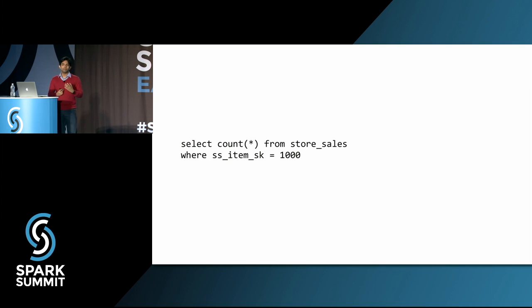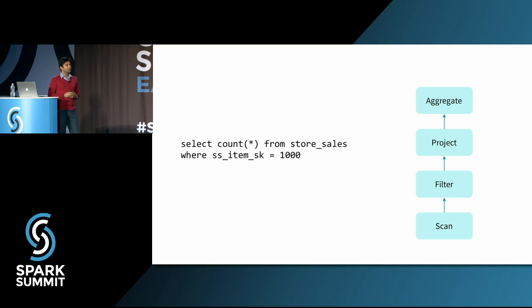In this particular case, it's a simpler query than before. It's just trying to select count star from a table store sales, and it's trying to filter on some attribute, in this case, SS item SK equal to 1000. Now, the Catalyst generated query plan would look something like this. You have a scan operator at the bottom. You might be then filtering this particular attribute SS item SK equal to 1000. The project operator in this case would just prune out all the columns because your query does not need it. And then finally, the aggregate operator would compute the count.